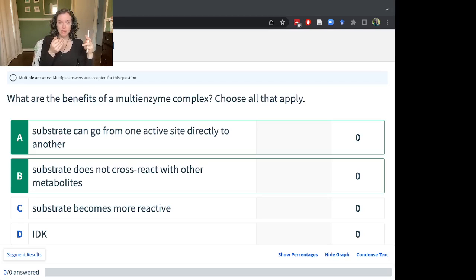Additionally, if that substrate never leaves the complex, and it's been shown that the substrate really doesn't leave, it's not going to cross-react or end up going off in weird metabolic pathways. So A and B were correct here.